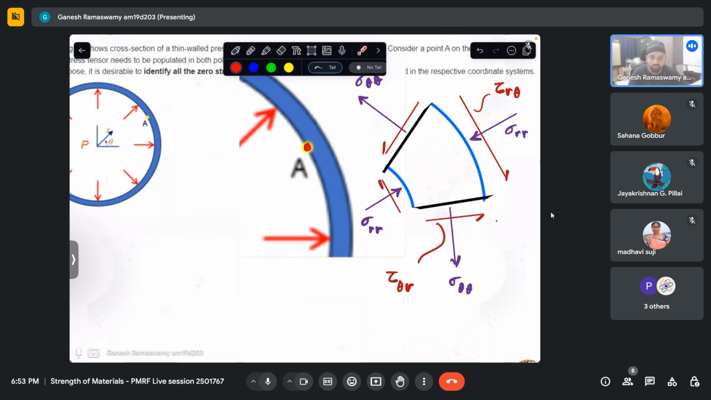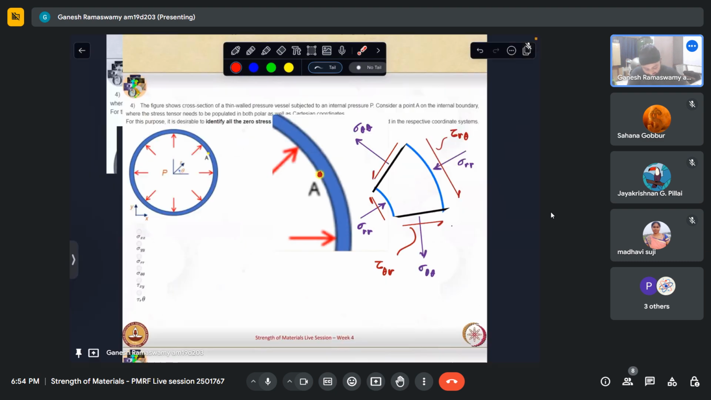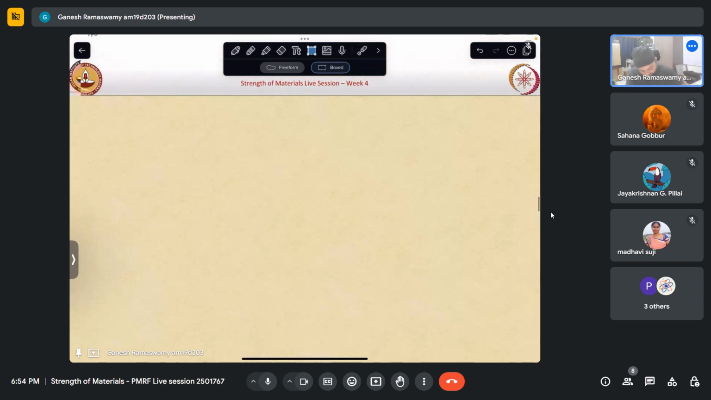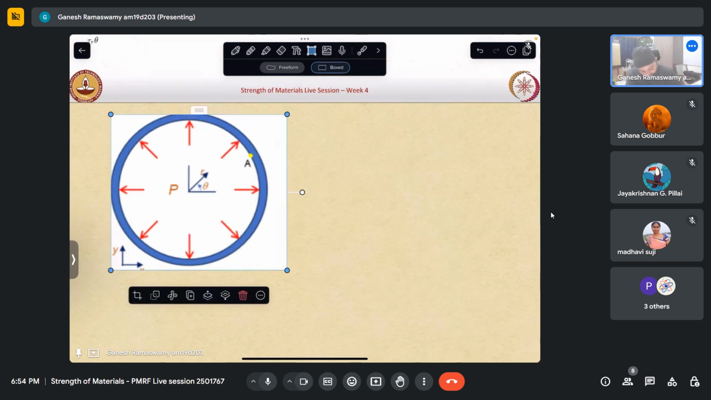At the inner boundary, we have taken this point A and we have blown up a stress element at that point A, which is of dimension 0. We are only looking at the different planes. And on this plane, we can clearly see that sigma rr does exist because of the presence of the pressure. And since this is an equilibrium, on that face also sigma rr exists naturally. Now, if I were to take this again, put it like this, and maybe cut it in half.